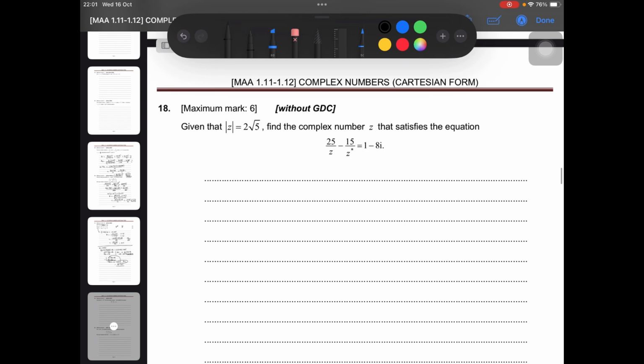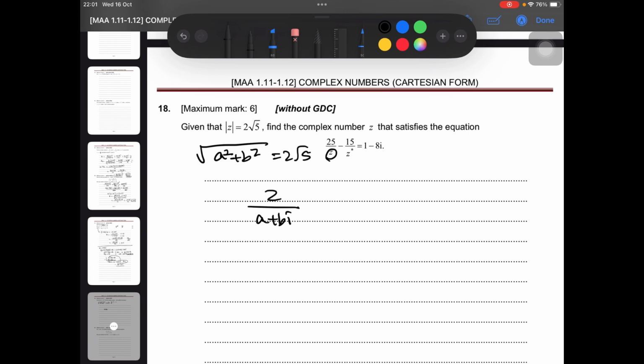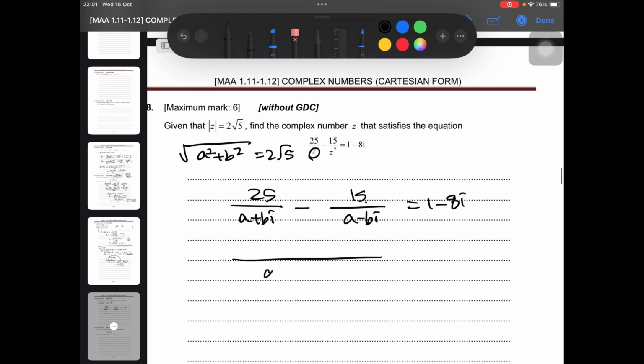So given z conjugate, the magnitude, which is a squared plus b squared, is 2 square root 5. And the complex number z satisfies the equation. Okay, so this is a plus bi, 25, minus a minus bi, 15. If we make it a common denominator here, because this is a conjugate, we can do it directly like this. So 25 times (a minus bi), 15 times (a plus bi), equals 1 minus 8i.